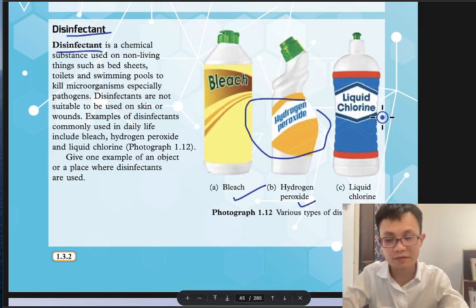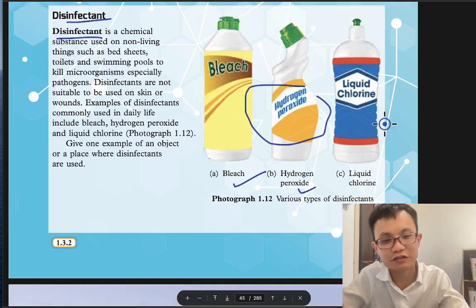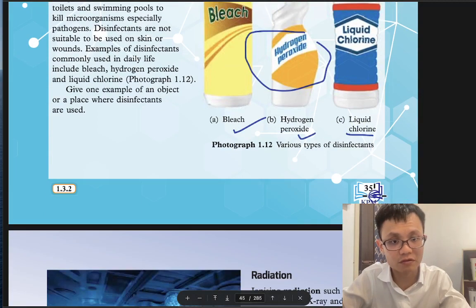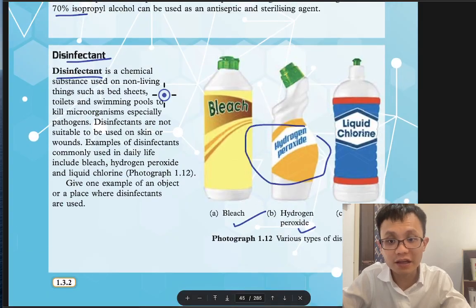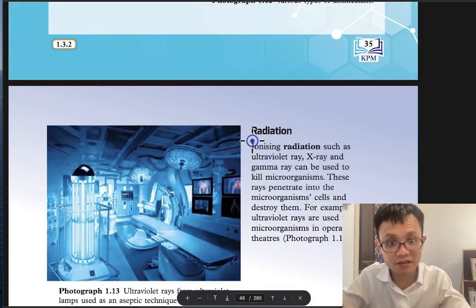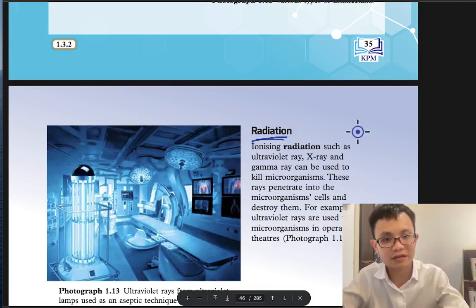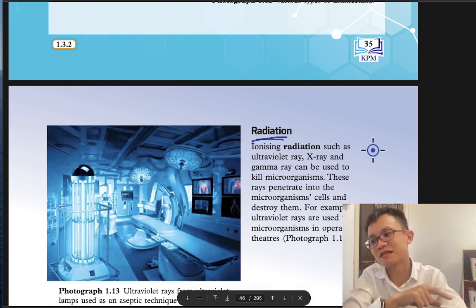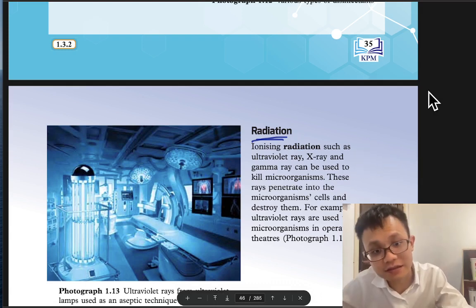If you want to keep it best, you should try it. Liquid chlorine, okay, this one also chlorine, you know. Chlorine also sometimes we put in to kill the bacteria. Disinfectant. Then we have radiation. The cheapest radiation that you can buy is the sun. Use the sun, put outside at 12 o'clock, very hot. Not only the microorganisms die, I also die under the sun.